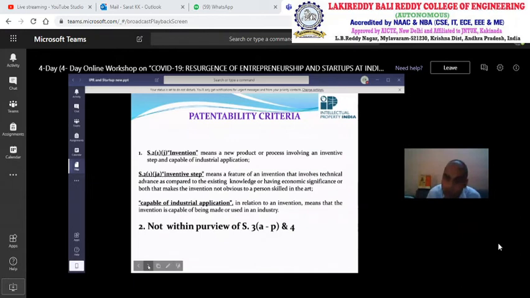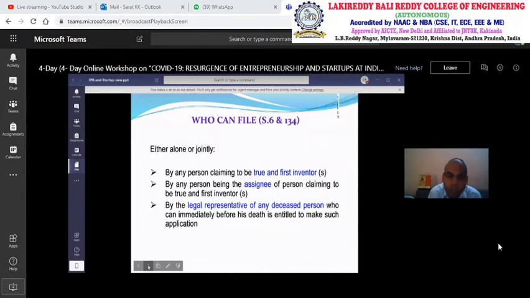It must be an invention. It must involve the inventive step. It must be capable of industrial application, and it should not be under the purview of section 3 and section 4 of the Indian Patent Act. Now come to the filing system. This is most important. Now, who can file?